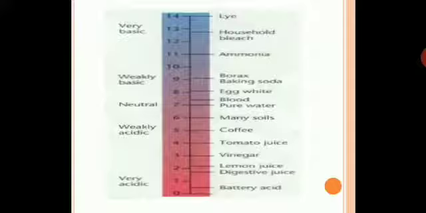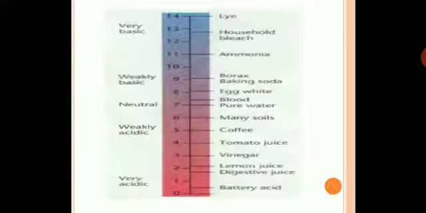Over here, coffee is weakly acidic. Tomato juice, vinegar, lemon juice and digestive juices are moderately acidic. Battery acid is highly acidic, very acidic.